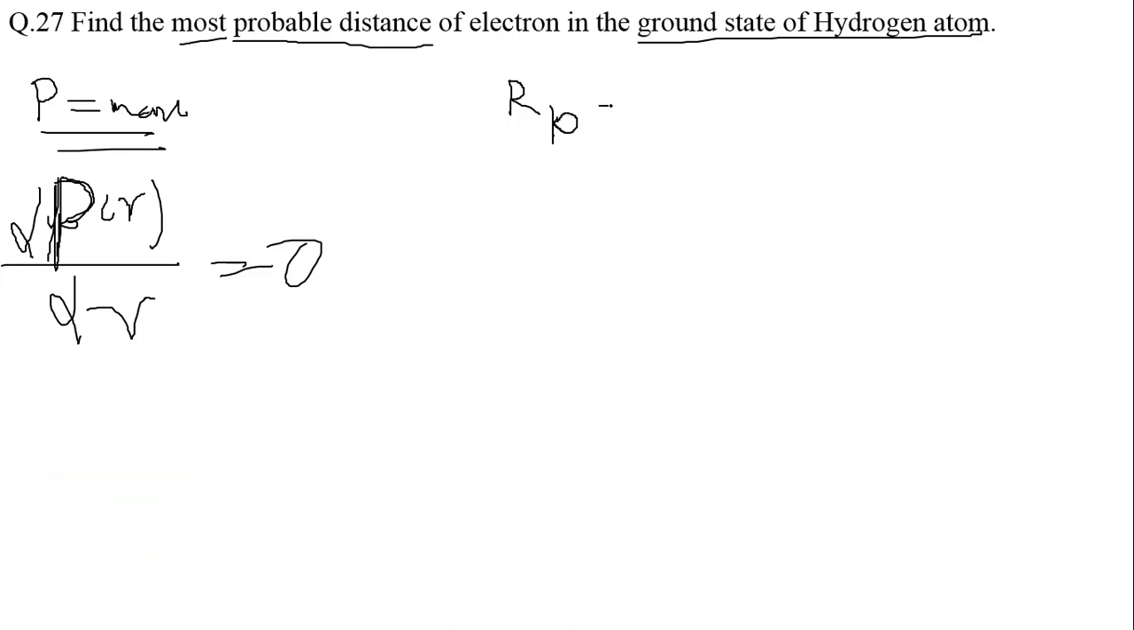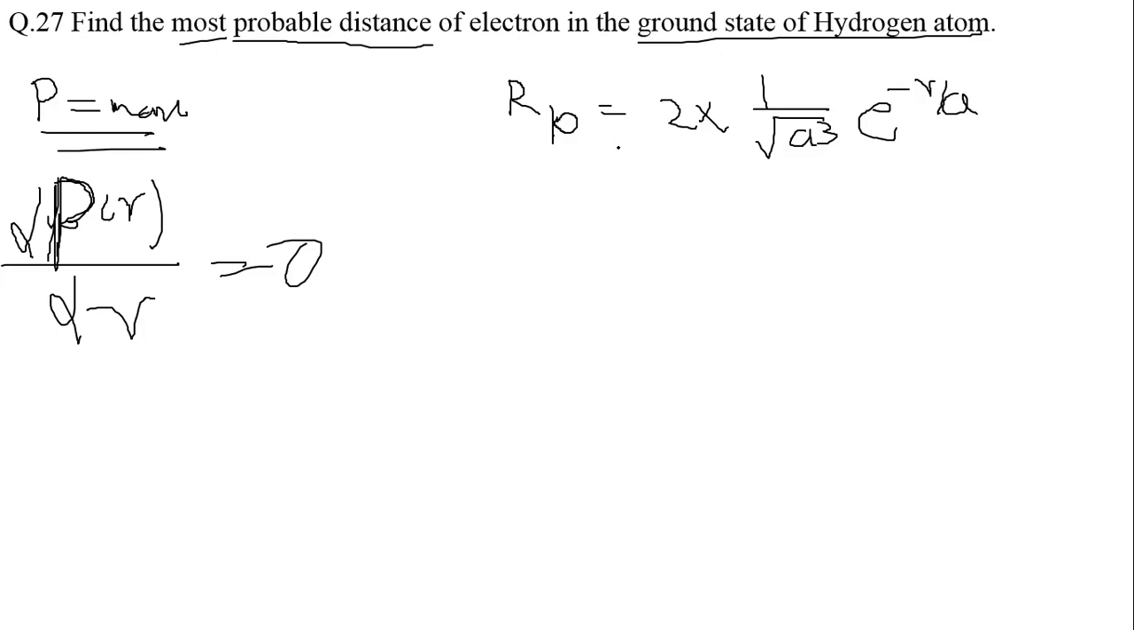So R10 equals how much? R10 is 2 into 1 by a to the power 3/2, e to the power minus r by a, where a is the Bohr radius, that is r0. Somewhere it can be written as alpha 0. So this is the radial wave function, R10 equals 2 into 1 by a to the power 3/2, e to the power minus r by a.